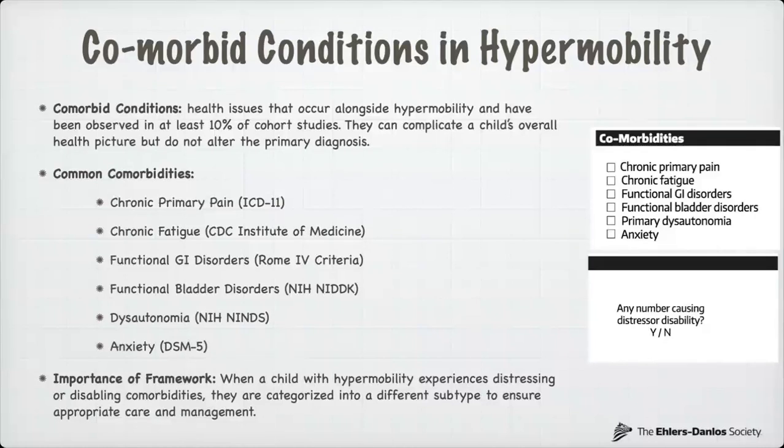And here it's a yes or no question. Are there any number causing this stressor disability? Yes or no. And you can check which ones are the ones that are part of your child's comorbidity. Now, the difficulty with this questionnaire is that in order to diagnose comorbidities, the person performing the assessment has to be perfectly aware how to properly diagnose chronic primary pain, chronic fatigue, functional GI disorders, functional bladder disorders, primary dysautonomia, and anxiety.